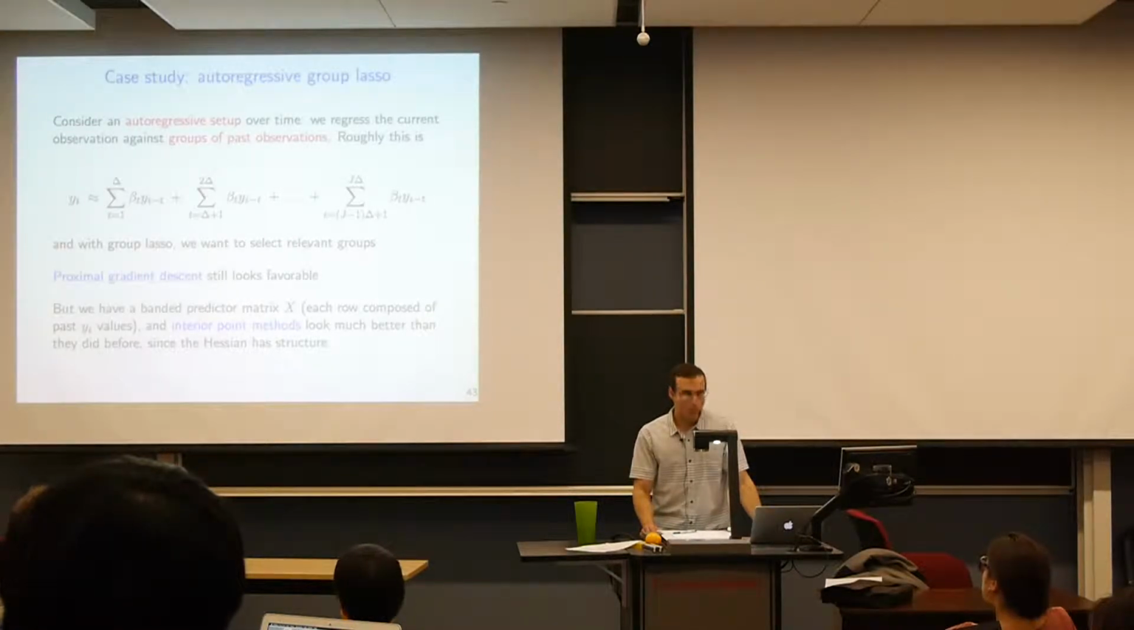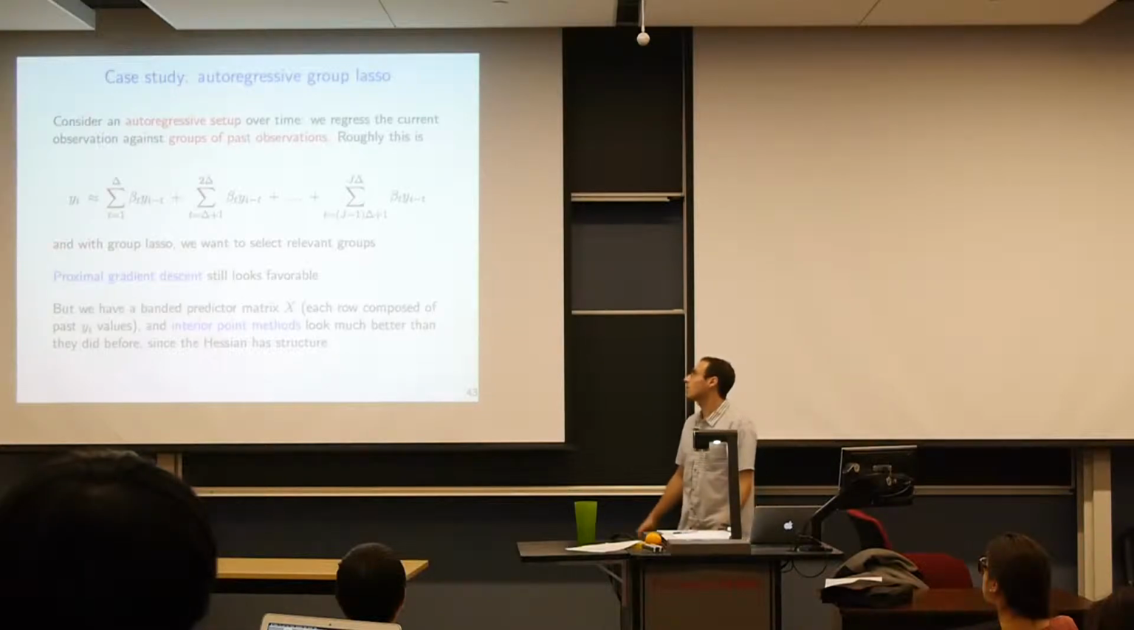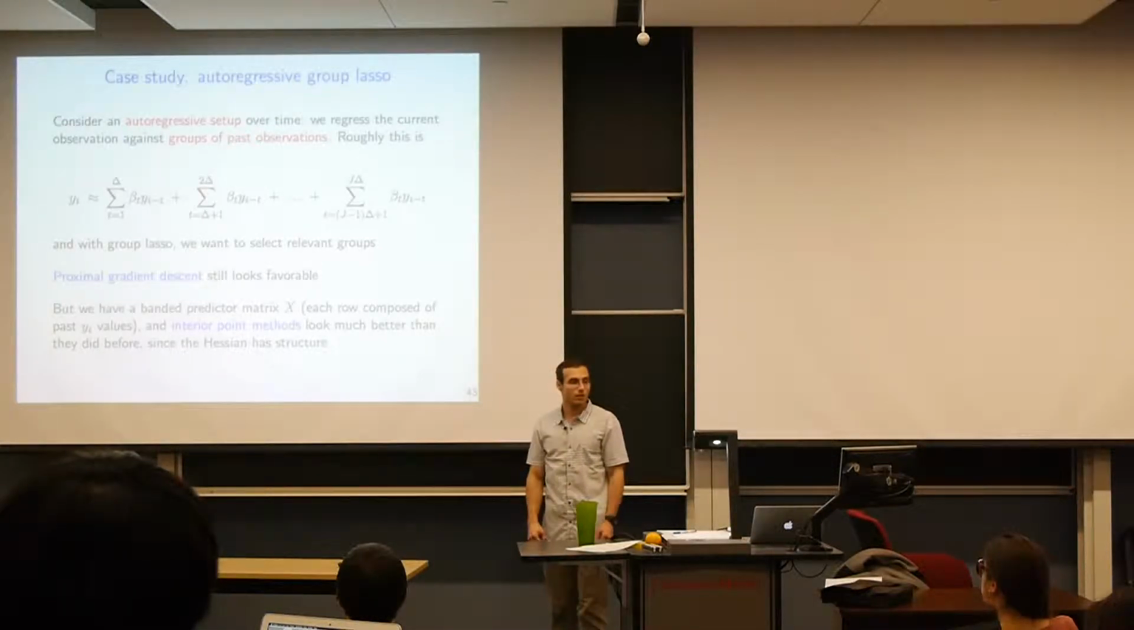This is a typical autoregressive model. I have not done anything specific to the group lasso yet. And if that word autoregressive doesn't mean anything to you, it's just doing a regression of y on its own past values, trying to predict y from its own past values.